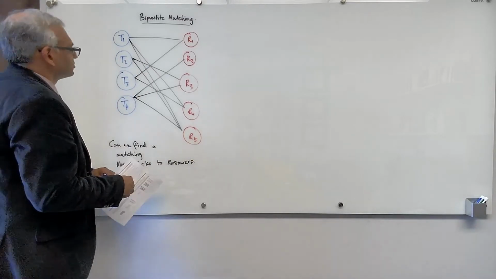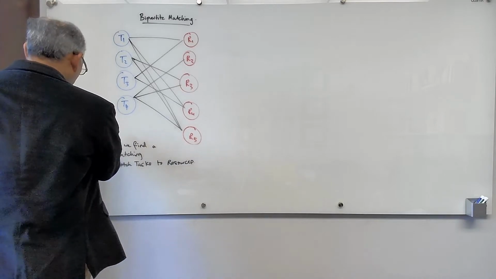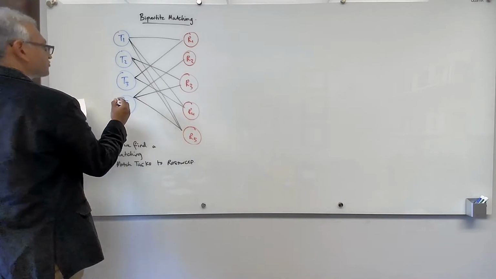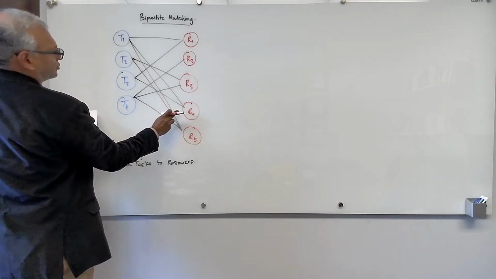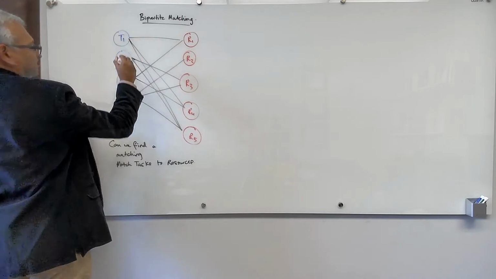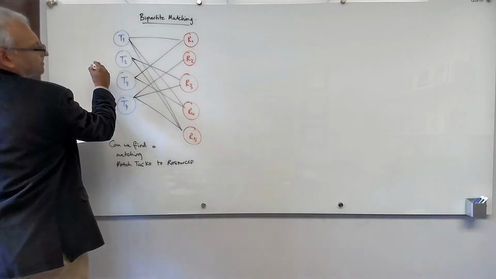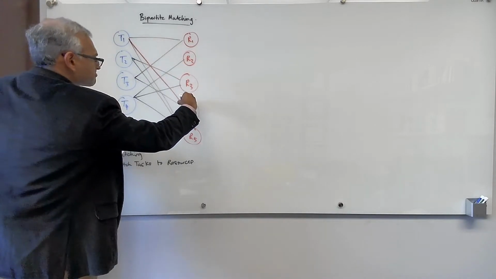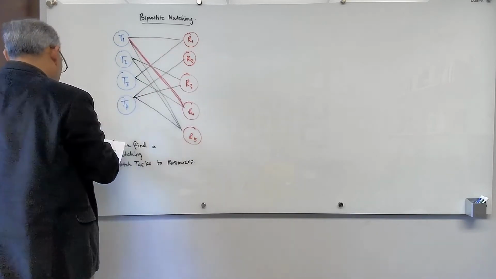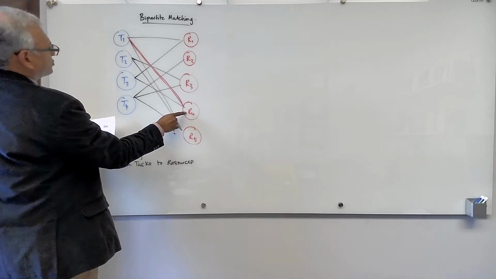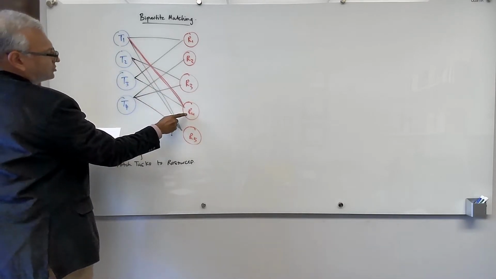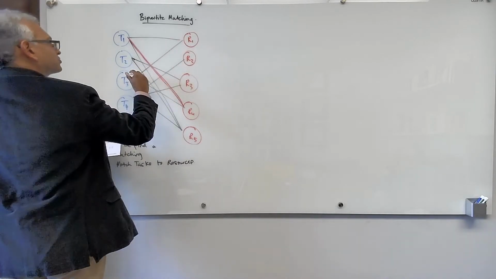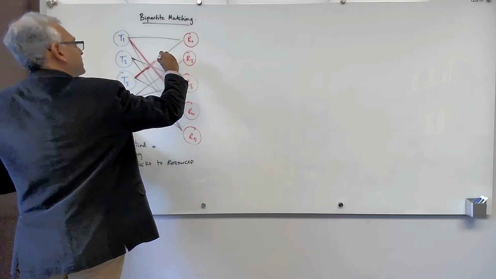Now let's see if we can do it. And in this particular case, we can. For example, we can use resource 4 to do task 1. So I'm going to assign task 1 to resource 4. Let's say I'll draw a thick red line here. Now that we have assigned resource 4 to task 1, task 3 also needs resource 4, but that's now used up. So we can assign task 3 to resource 1. Here's another thick line.